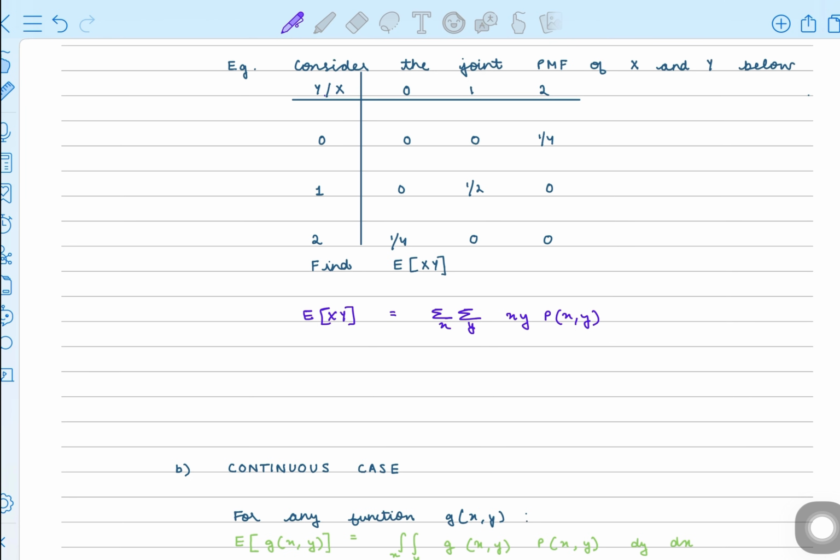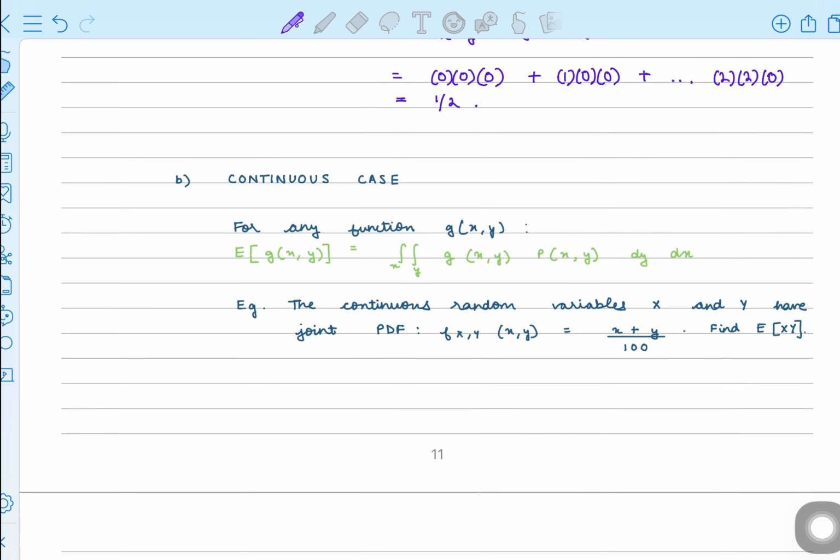Let's start with the combination where x is equal to 0 and y is equal to 0. X is 0, y is equal to 0, and the probability for them is also 0. Then, moving to x is equal to 1 and y is equal to 0, we get. We do this for all 9 of the combinations. This gives us the total as 1 upon 2.